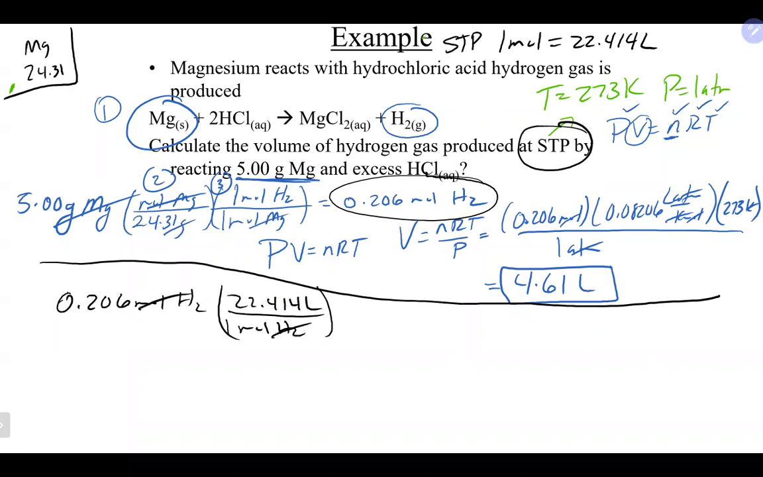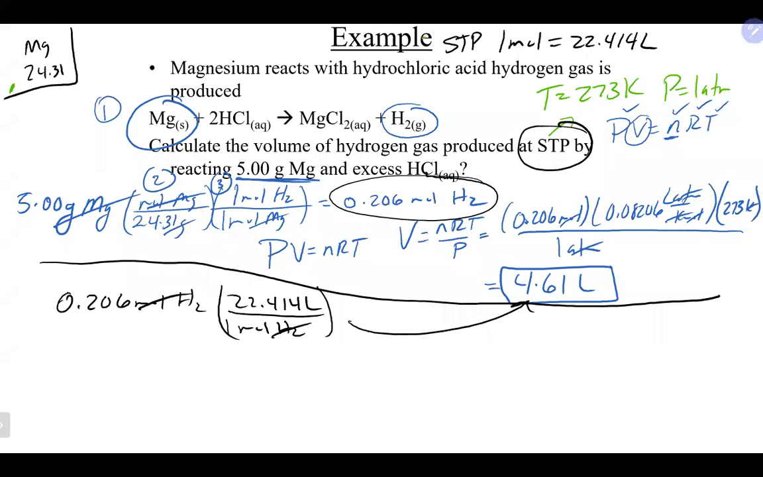The moles of hydrogen would cancel, and you'll end up with the exact same answer, actually 4.62, a little bit with rounding, but pretty much the same answer as you go that way. So this is a case where you could use that conversion factor and not have to use the ideal gas law, which could save you some time.